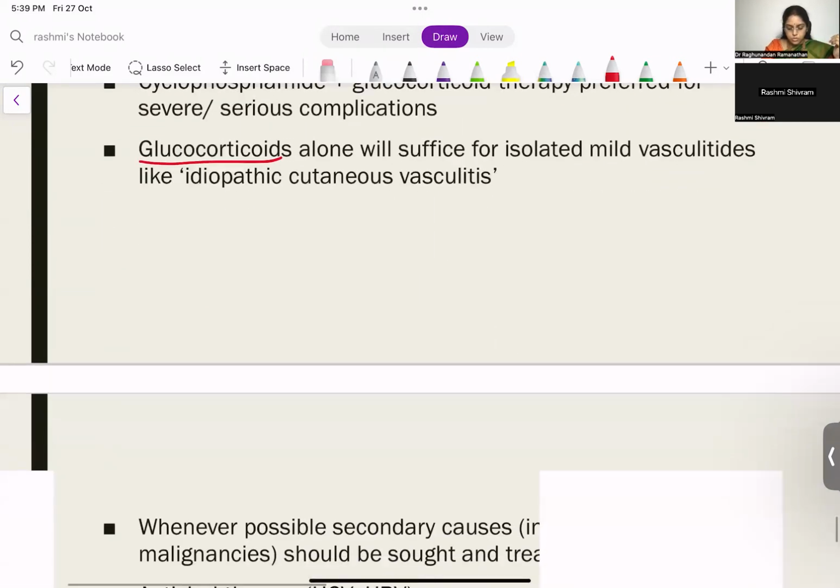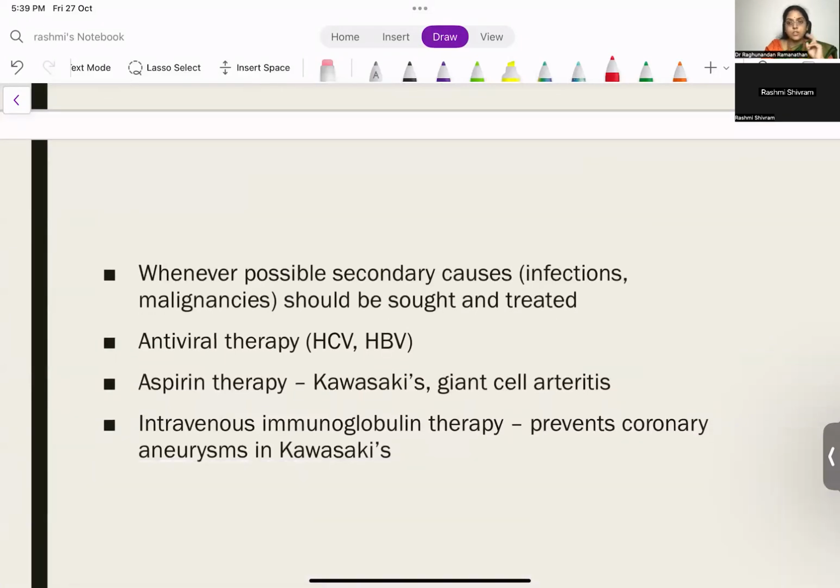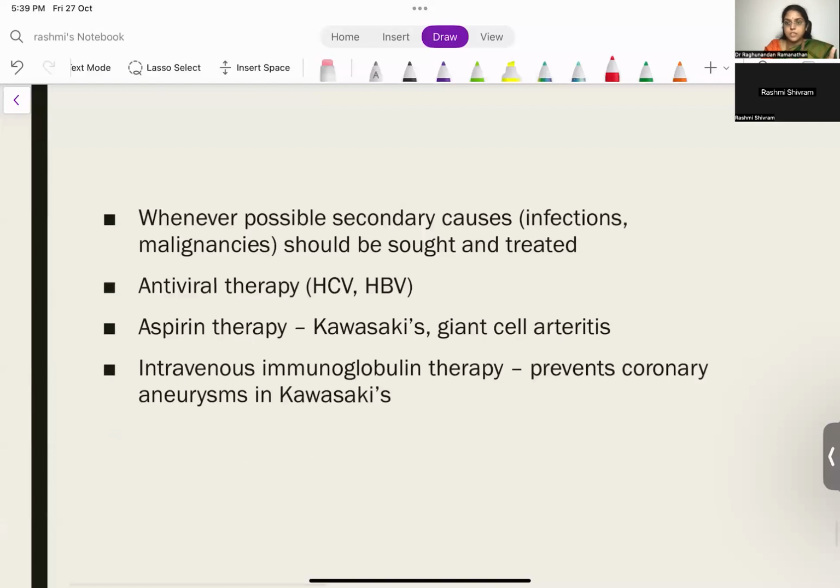Along with this, what should you do? The secondary causes should be identified and treated. If the patient is having a hepatitis B infection or hepatitis C infection, you need to give the antiviral agents. Once the antiviral agents are given, the patient's symptoms will drastically reduce. So antiviral therapy is very, very important. Then aspirin therapy. Aspirin is very, very important.